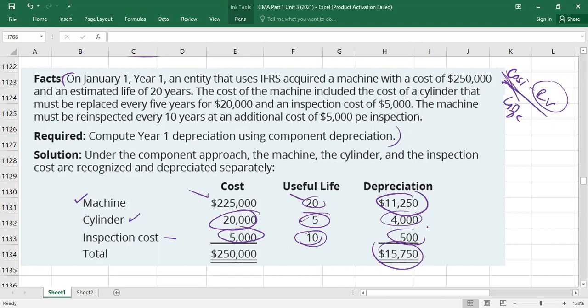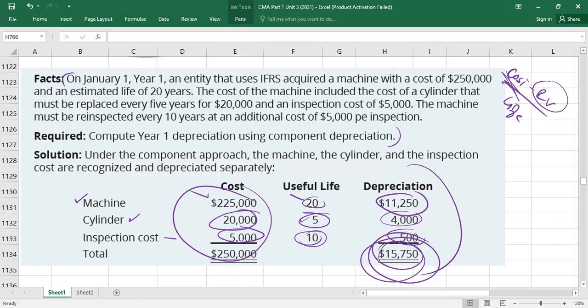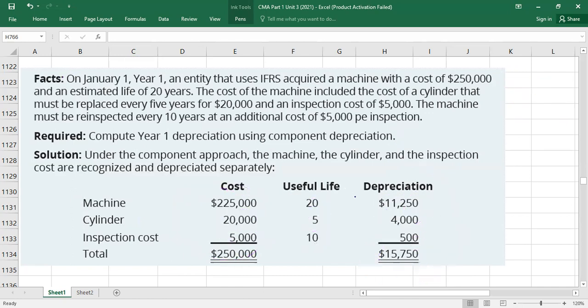And now you can record your asset in the balance sheet. You don't need to show the inspection cost separate, cylinder separate, and machine separate. You can show one category, machine, and the total cost. This will be the total cost. This will be the total depreciation. It will give you the carrying value. But this working should be with you, right? Right? Clear? Okay.